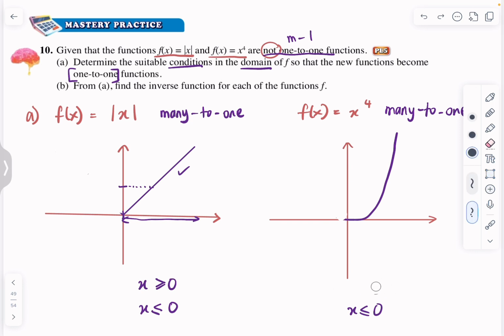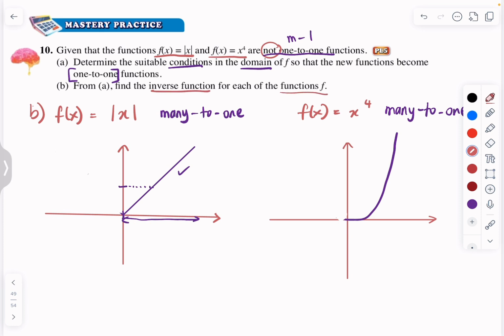Right, let's look at B. Question B is asking to find the inverse function for each of these new functions from A. So the new function from A, this is just y equals x, or you can say f(x) = x. This is our function because we've already removed the negative part. So you remove the negative part, no more modulus, it's just x. And this one is just f(x) = x^4.